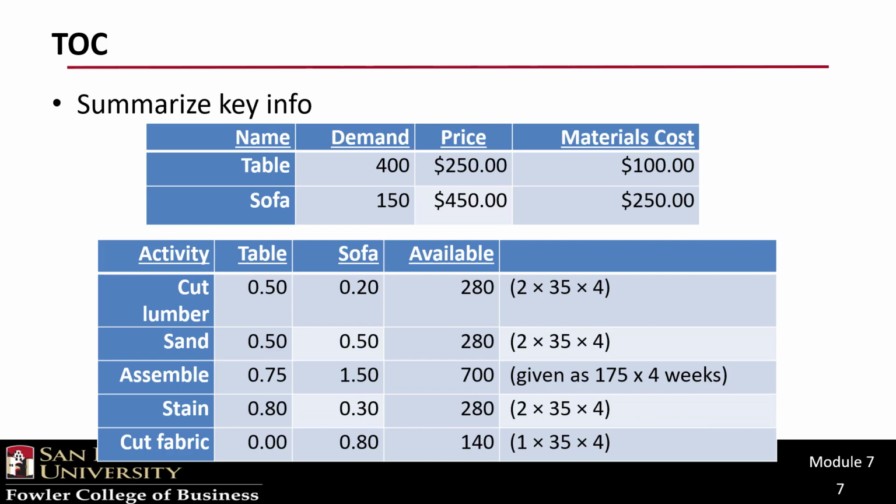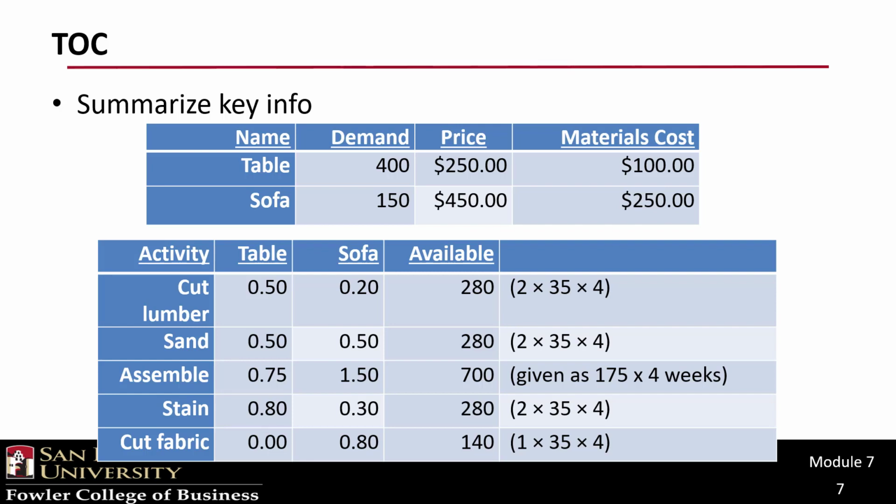So to summarize some of the key information. I've got 2 products, a table and a sofa. The demand is 400 and 150. The price is 250 and 450. And my materials costs in total for the table is 100. That was all lumber. And for the sofa, it was 250, and that was part lumber and part fabric.